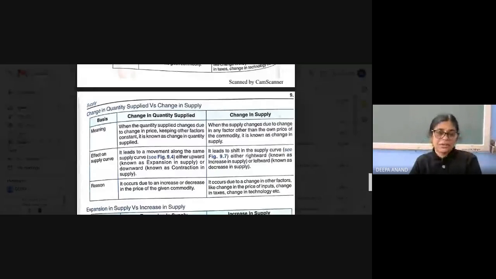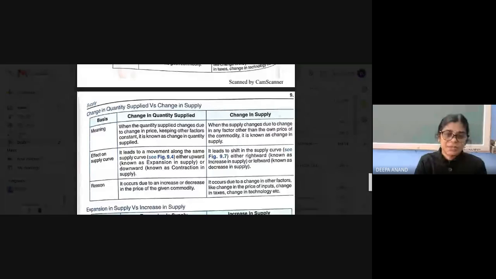What is the effect on supply curve? This basis, always see this basis. Effect on supply curve kya hai? First one ka effect kya hai? Upward movement and downward movement. Shift ka effect kya hai? Leftward and rightward. Then reason for change in quantity supply kya hai? Price, decrease or increase in price. Yahan par reason kya hai? Decrease or increase or any change in the other factors.